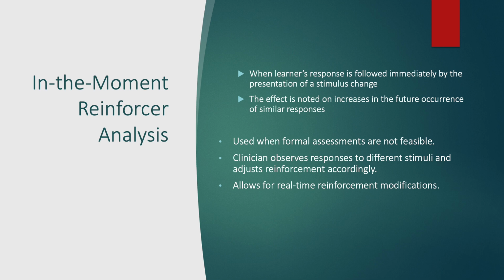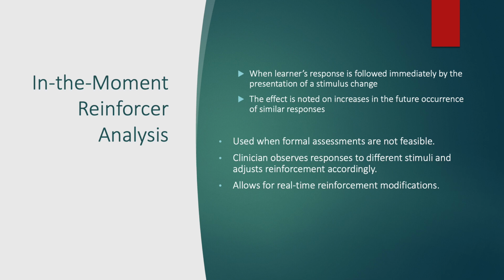The in-the-moment reinforcer analysis is that analysis that I was just mentioning earlier, where you don't necessarily conduct a full-blown formal reinforcer assessment, but rather after you've identified a preferred item for a participant or a client, you basically just see how they respond after you give the item contingent on a behavior. And you just see if the behavior increases. It's something anecdotal, you're not necessarily collecting data or conducting a formal assessment, but you are observing how your client responds to different stimuli, and then you adjust your reinforcement according to how you see that they're responding.